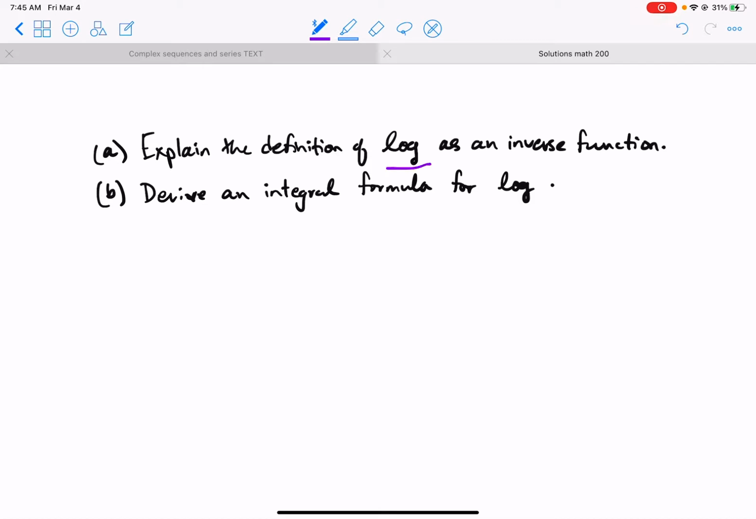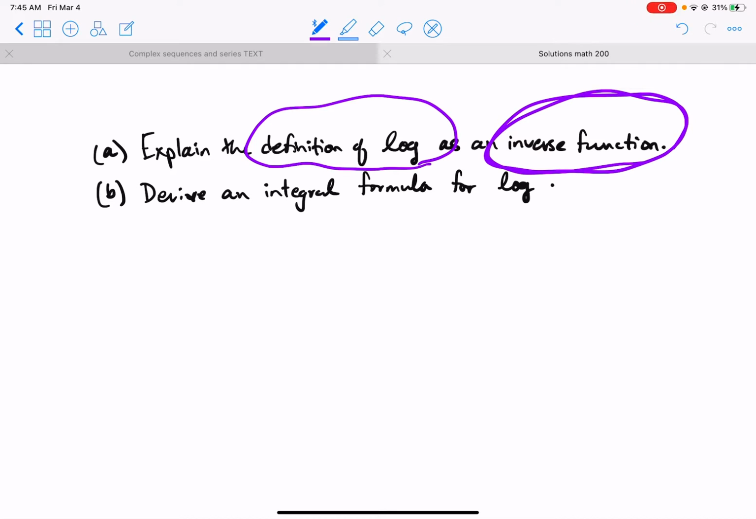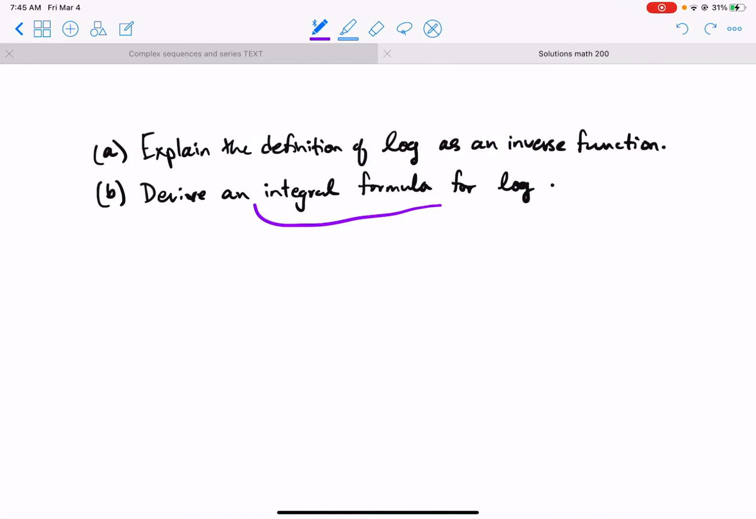Anyway, definition of log as an inverse function. And then we're going to derive an integral formula for log. I mean, we're literally going to derive it, like differentiate, and that's how we're going to get it. But anyway, first of all, why are we doing this? Remember the story.